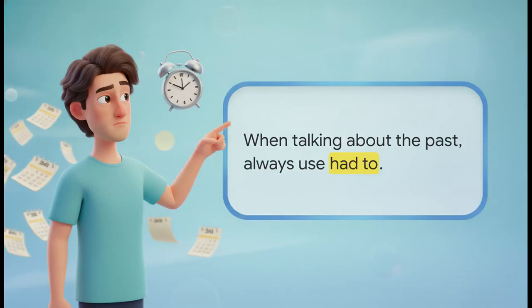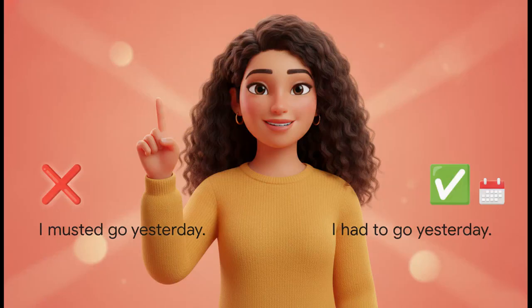So what happens when we want to talk about the past? When we talk about rules or obligations that happened yesterday or even 10 years ago, we use had to. Why is this so important? Because must actually does not have a past tense form. Saying I musted go yesterday is a very common error. We fix this by always using had to. The correct past tense sentence is, I had to go yesterday.